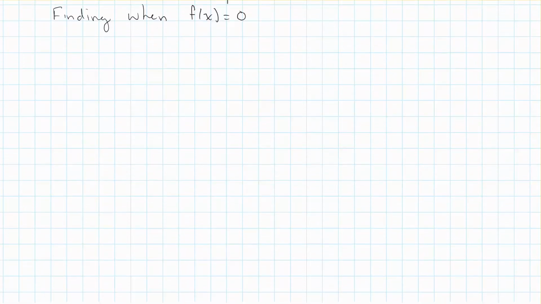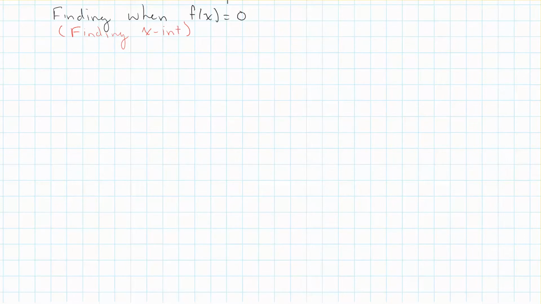So, finding when f at x equals 0. Now, as I said, this is actually something we've done before. If you want to think about this in terms of a graph, all this is doing is finding x-intercepts.